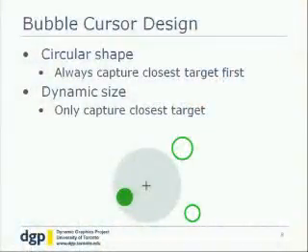So the design, basically, we're diverging from traditional area cursors in 2 ways. One, we're changing the shape to circular. The traditional area cursors were rectangular. And this guarantees that we're always capturing the closest target first, right? Just a property of circles. What's more important is that we are using a dynamic size. We basically are always adjusting the radius of the cursor such that we're only selecting one target at a time.